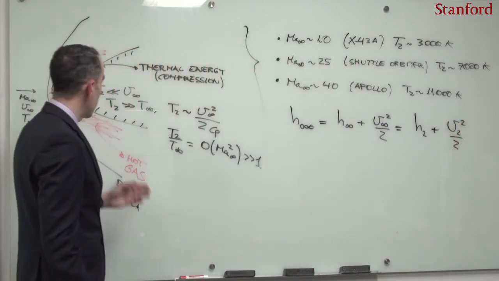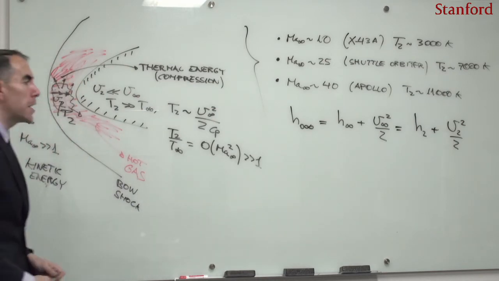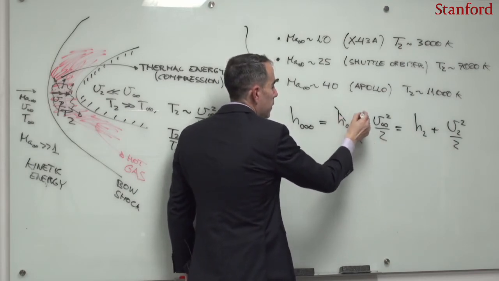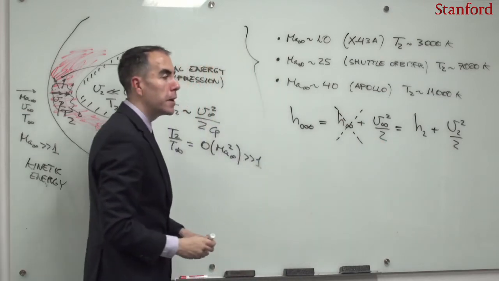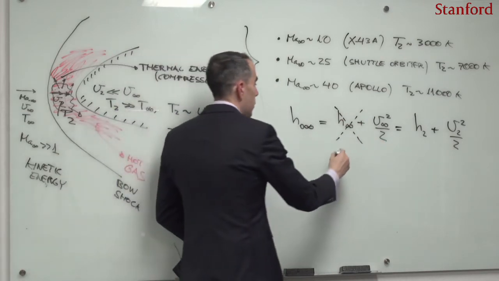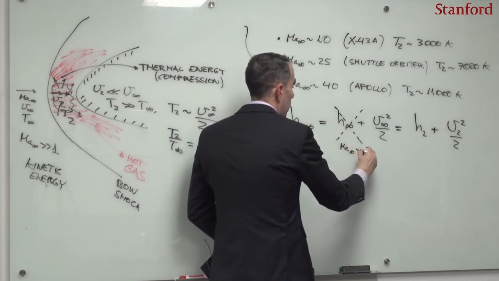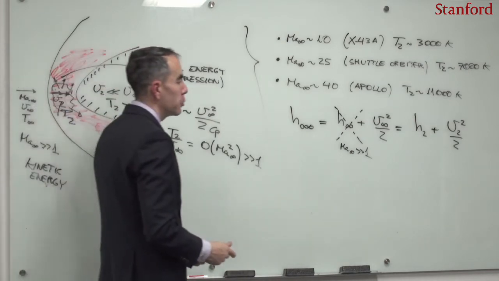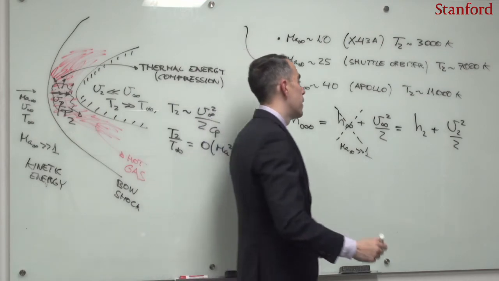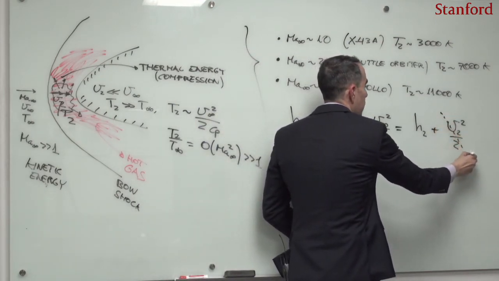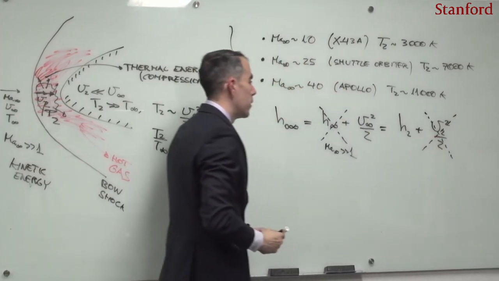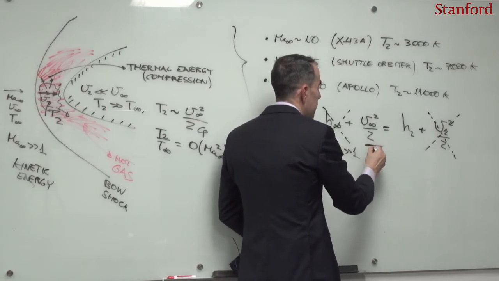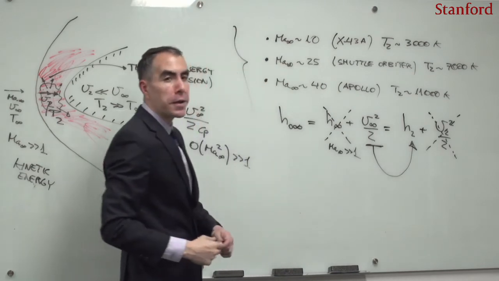So upstream of the shock wave, we have seen that if the Mach number is sufficiently large, the static enthalpy is much smaller than the kinetic energy of the flow. Conversely, downstream of a shock, the Mach number is going to be much smaller because the flow is decelerated. And as a result, the kinetic energy of the flow downstream is actually negligible. So from this equality, you can say qualitatively that there is a transformation of specific kinetic energy into enthalpy, and therefore an increase in temperature in the post-shock gases.